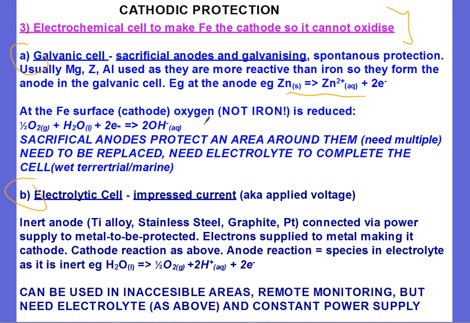Now, sacrificial anodes can protect an area around them. You need multiple anodes on a ship, for example, but they need to be replaced. You need an electrolyte to complete the cell. Therefore, it only works in, say, wet terrestrial or marine environments.